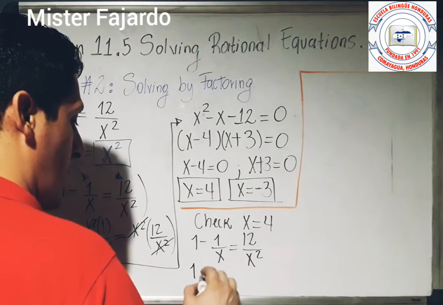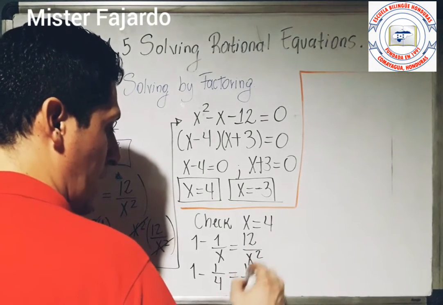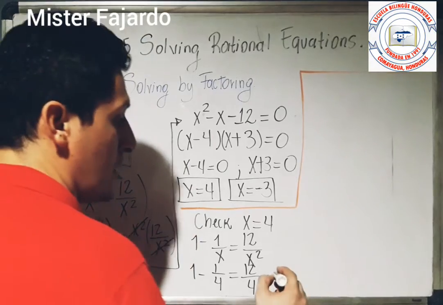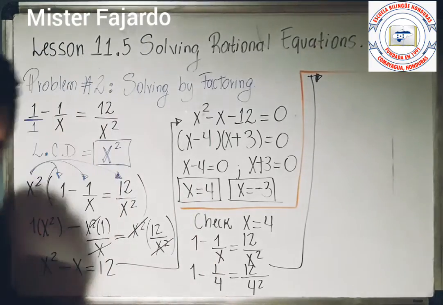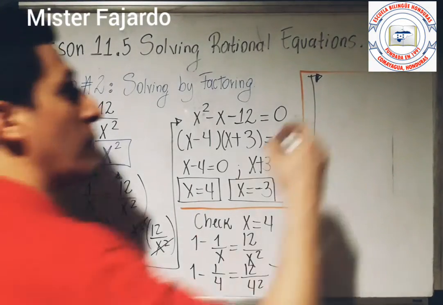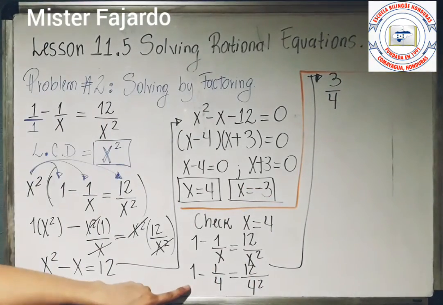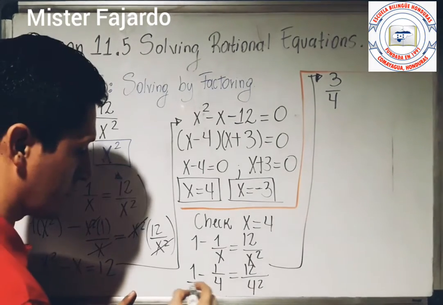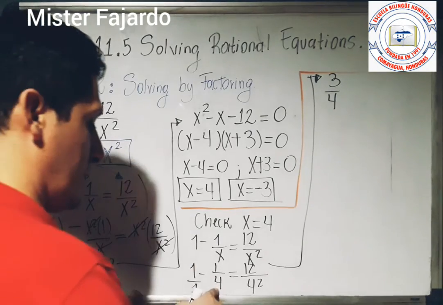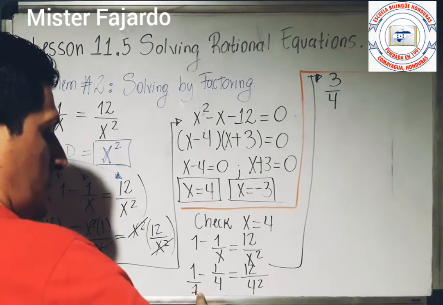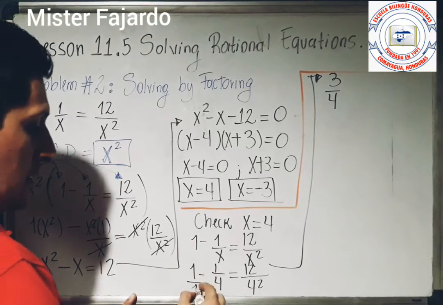Means that you're going to have 1 minus 1 over 4 equal to 12 over 4 to the second power. I'm going to continue here, okay? It's going to be 1 minus 1 over 4. Means that you're going to have 3 over 4. How do you do it? It's like if you have 1 here. How do you remember? Cross multiplication. It's going to be 1 times 4 and 1 times 1. Okay, 4 minus 1 is going to be 3 and common denominator 4.